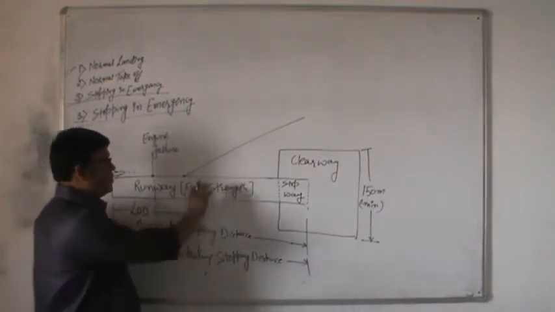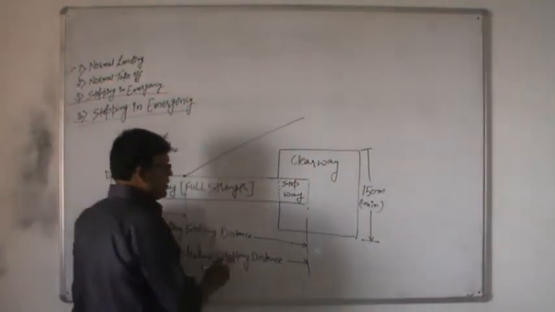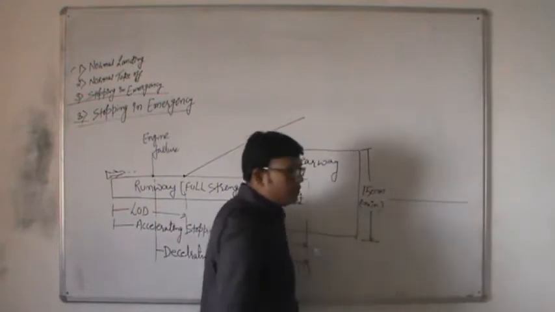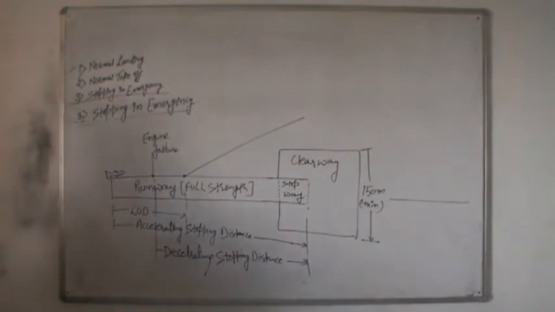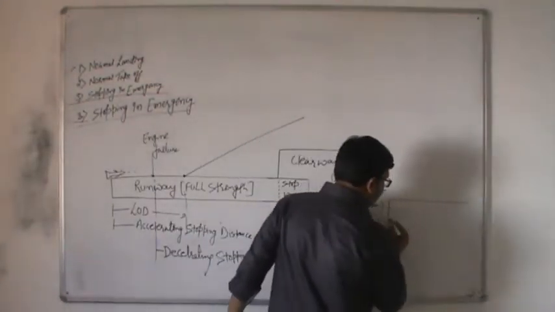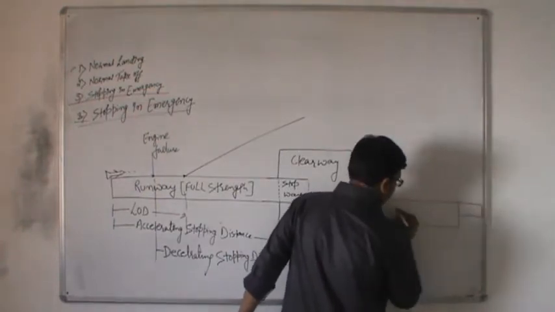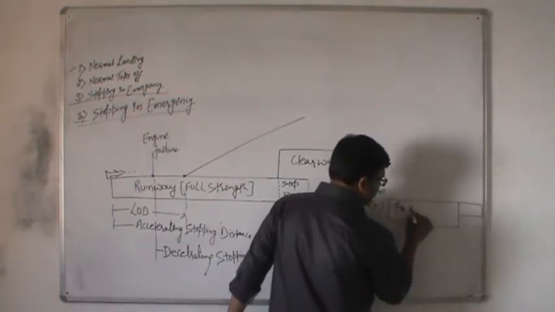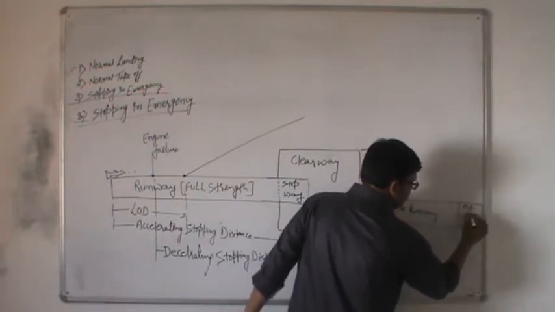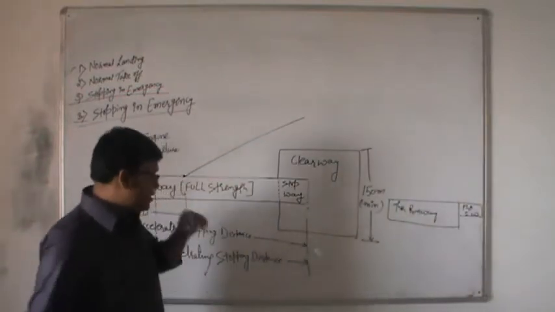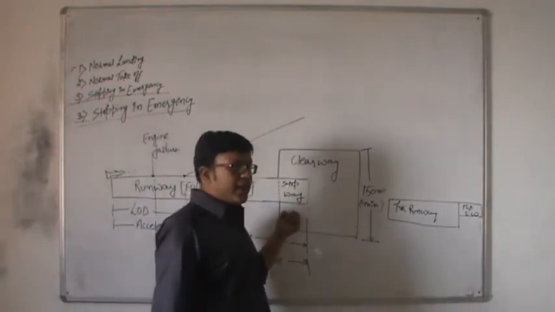That means the strength will be the same, but the thickness of the pavement at the stopway will reduce. If we see the cross section, here this is the thickness of the pavement of the runway, but this is the thickness of the stopway. The runway is provided with the full thickness of pavement, but the thickness at the stopway reduces.